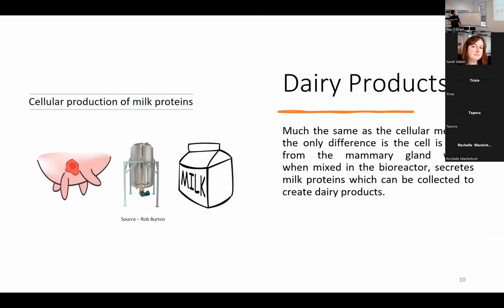Precision fermentation, or cellular method of making milk, is another one. It's just where the cell is taken from the mammary gland of an animal, goes through the same process, but it secretes a protein, and that's often milk or dairy products that have been turned into things like cheese and yogurt.